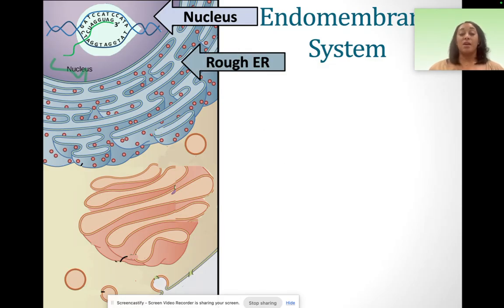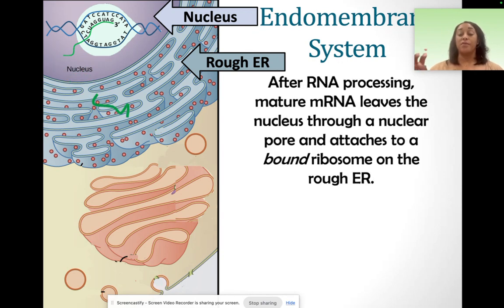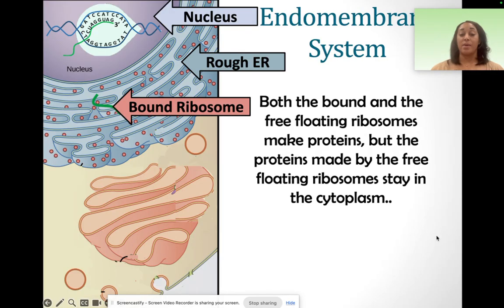All right, so our rough ER is where we have all of these ribosomes, and that's what makes it rough. After mRNA is made, mRNA leaves the nucleus through the nuclear pores, and it attaches to a ribosome, which is on the rough ER. That's important because that's the first step. When that protein is made, we're making these proteins on the ribosome, which is attached to the rough ER. So not the free-floating ribosomes in the cytoplasm, but this mRNA is going straight to the ribosomes on the rough ER. Now, because they're both ribosomes, they can both make proteins, but what is done with those proteins is what's going to make the difference.